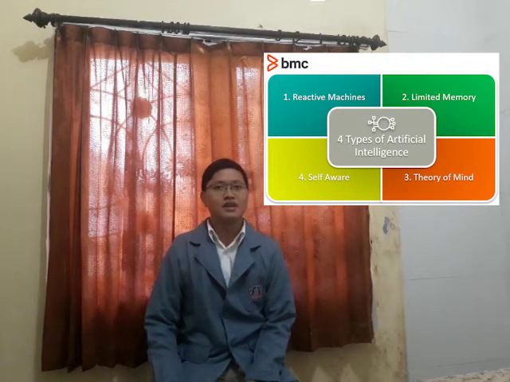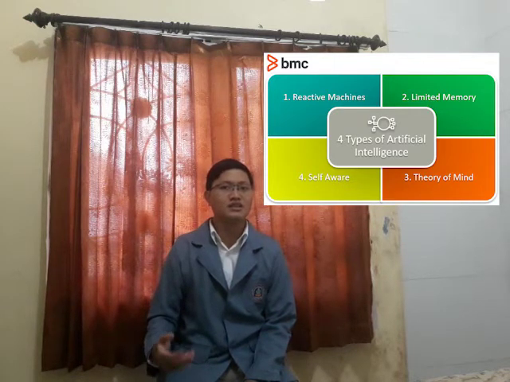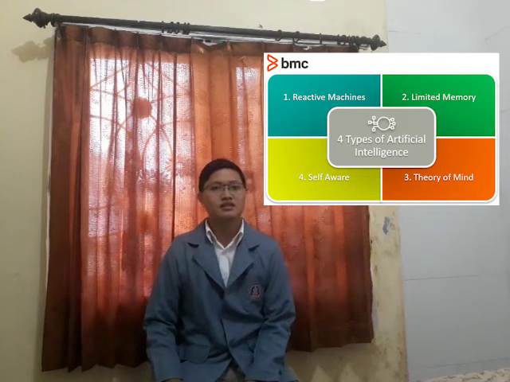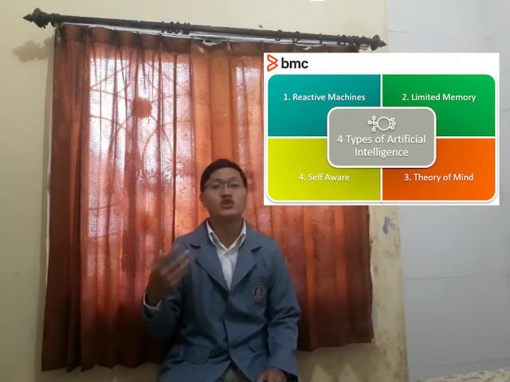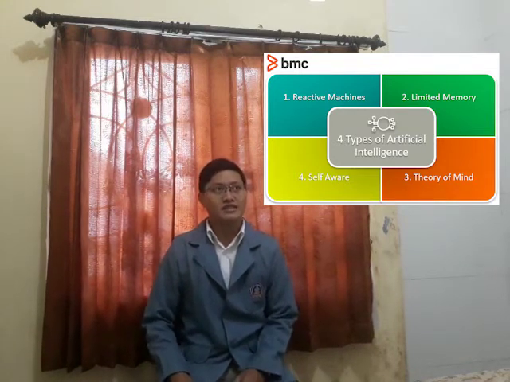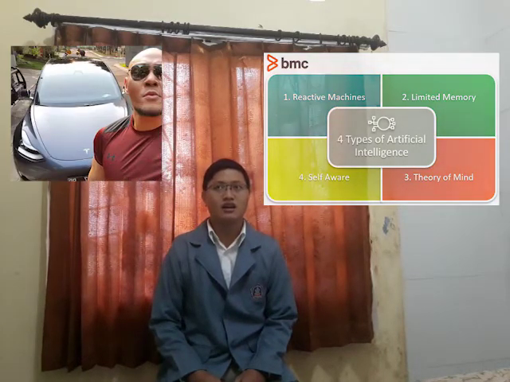And the last type is theory of mind. It's only at its beginning. First, it can be seen in things like self-driving cars. In this type of AI, AI began to interact with emotional humans. For example, today in 2020, Indonesia is seeing the incoming Tesla cars, which are a better example of AI automotive cars.